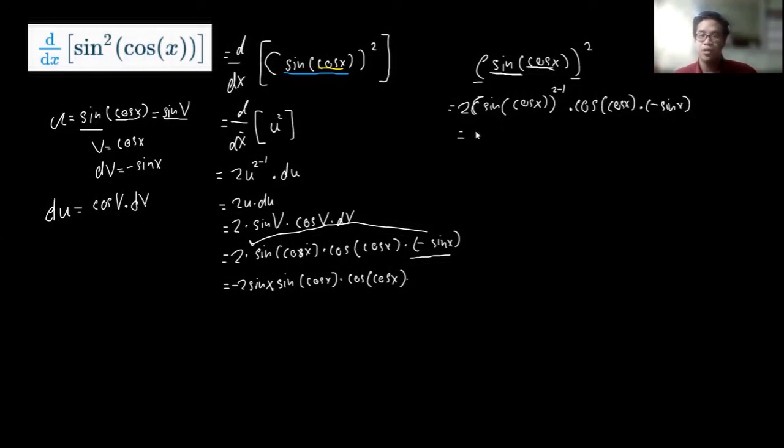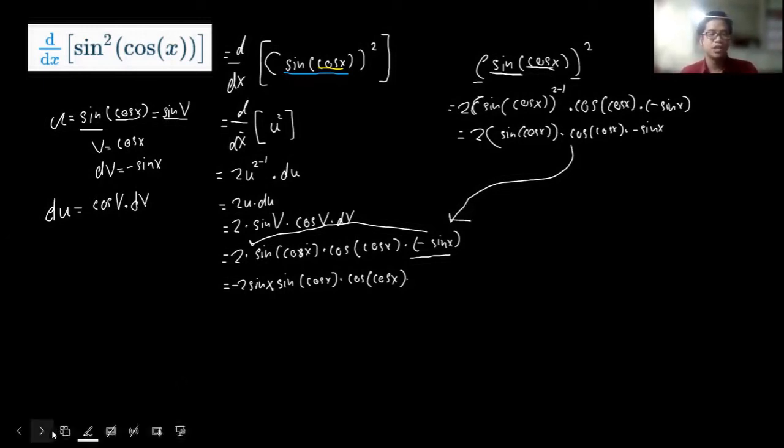So therefore you have 2 times sine of cosine x raised to 1, that would be just leave it be as it is, times cosine of cosine x times negative sine x. See, it's just similar as this one. That's it, guys. That's it. All right. So let's take a look at the next problem.